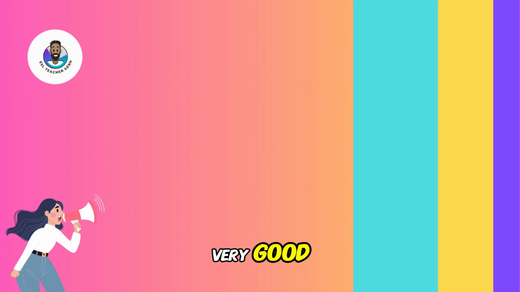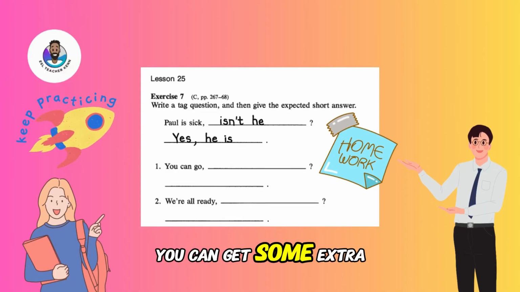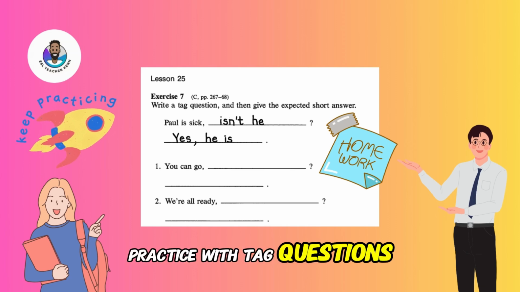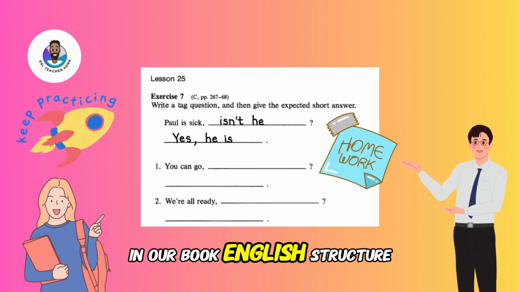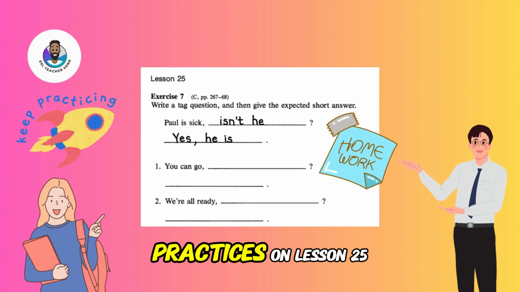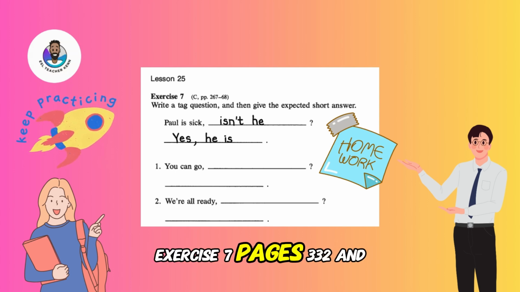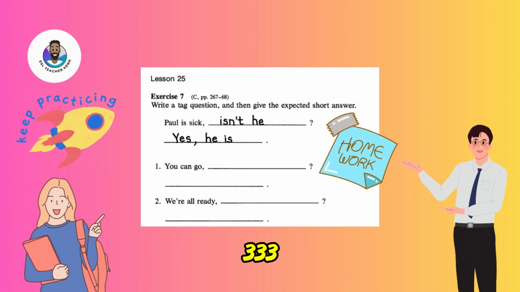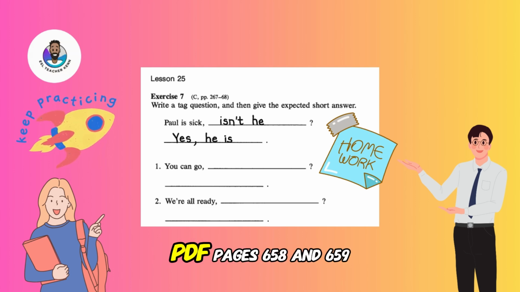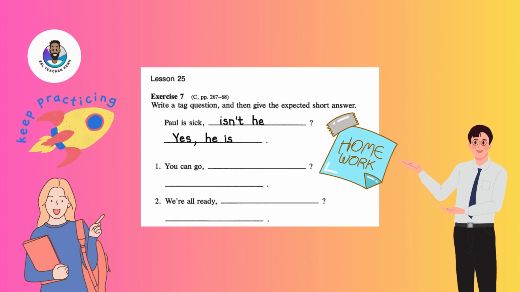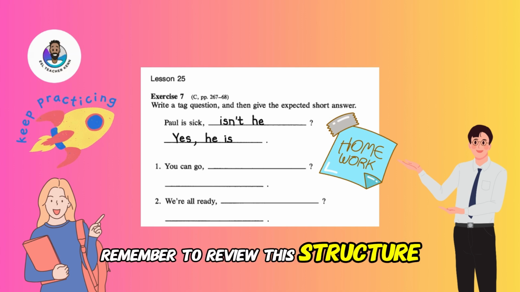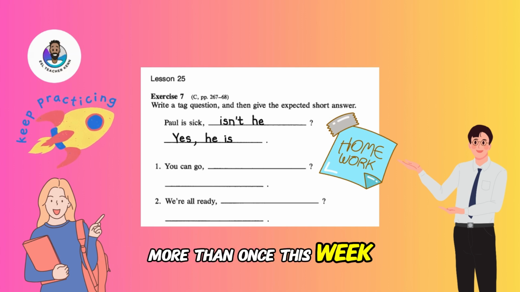Very good. You can get some extra practice with tag questions in our book, English Structure Practices, on Lesson 25, Exercise 7, pages 332 and 333. PDF pages 658 and 659. Remember to review this structure more than once this week.